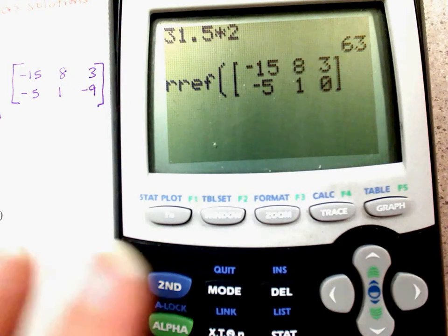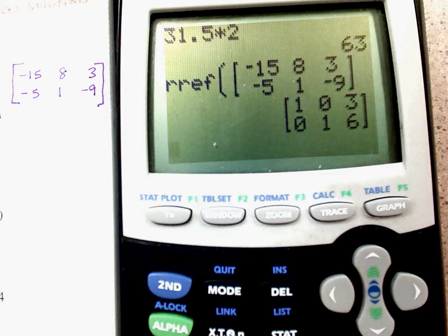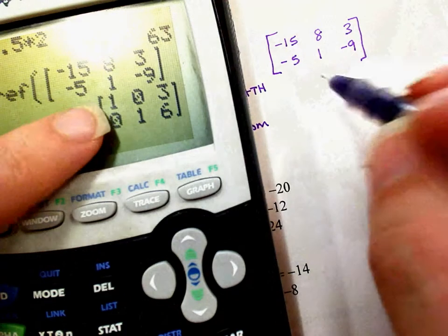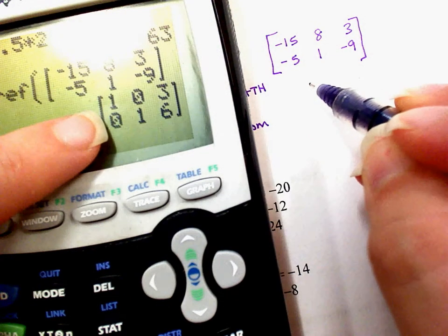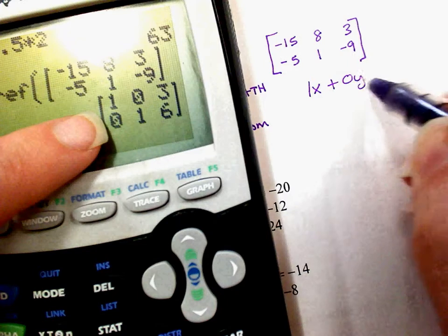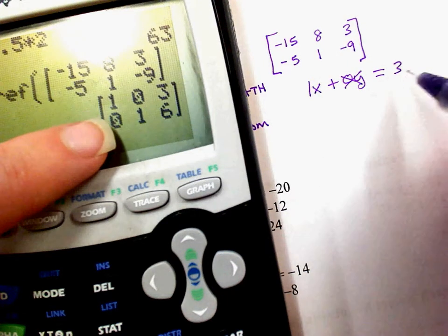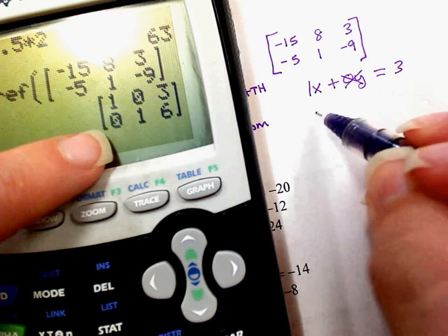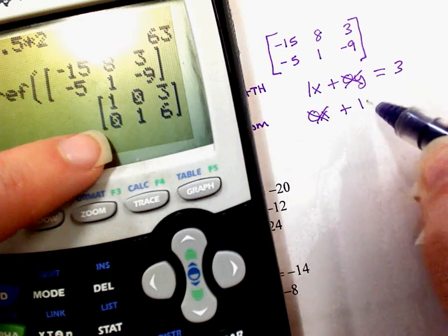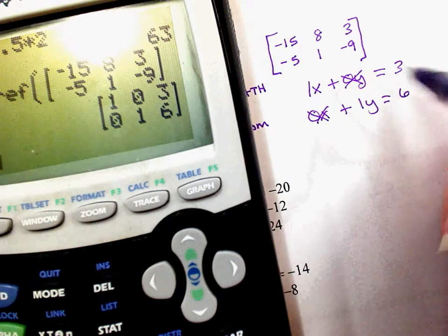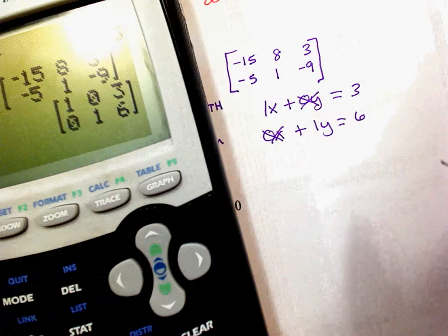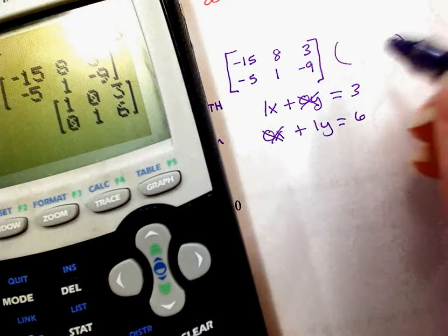I'm going to write it out for the benefit of the people that weren't here. That means 1x plus 0 y's, which means it's not there, equals 3, right? And that means 0x plus 1y equals 6. So doesn't that mean x equals 3 and y equals 6? So what is my answer? 3, 6. Okay?